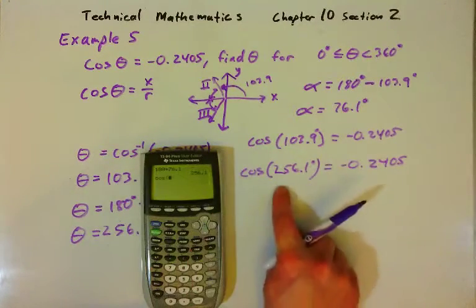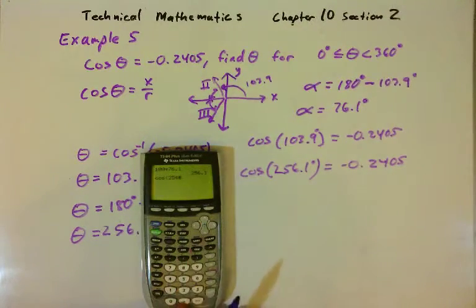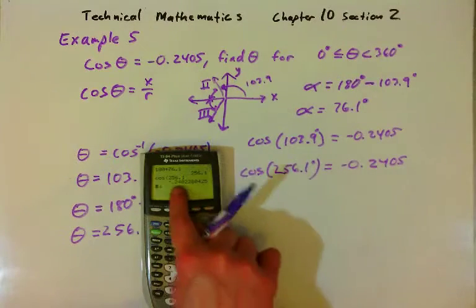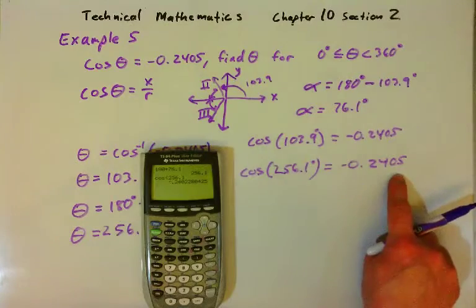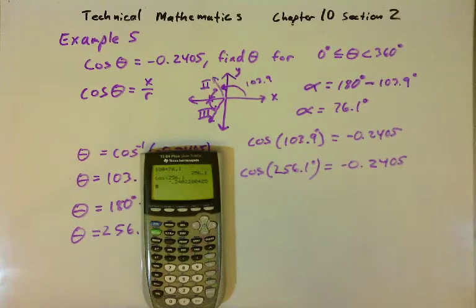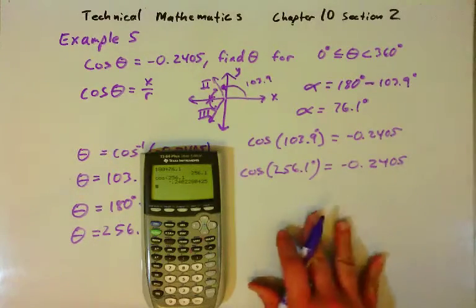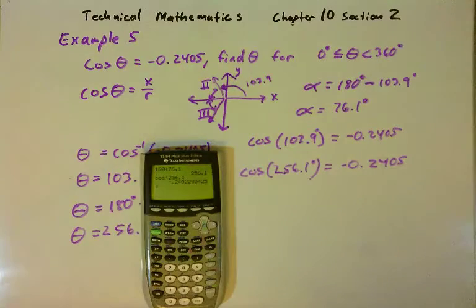Let's try that again. So we think that the cosine of 256.1 degrees is also negative 0.2402, and again a little bit of rounding error because we rounded our answers. So keep in mind, anytime you use inverse tangent, cosine, or sine in your calculator, you're going to get a single answer from your calculator, but there's actually two different answers.